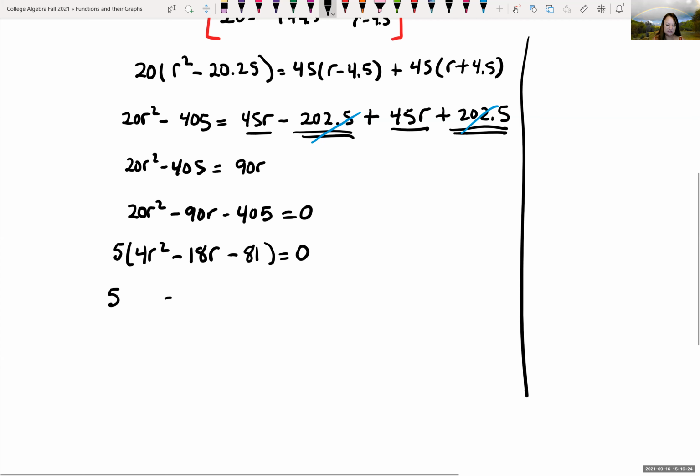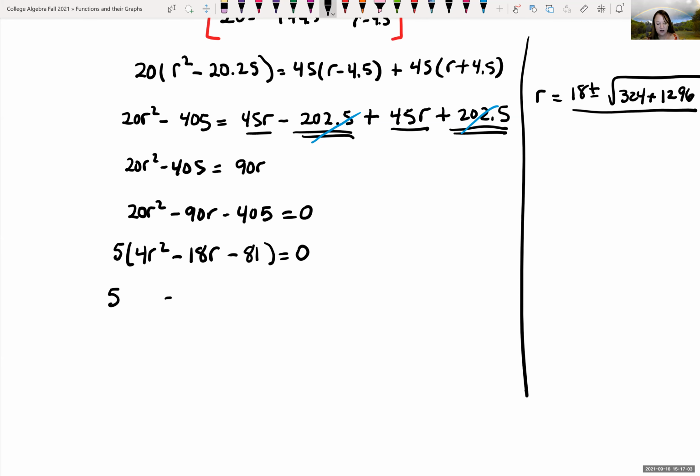And so I have negative b. So that's going to be positive 18 plus or minus the square root of negative 18 squared, which is the same thing as 18 squared, which is 324, minus 4 times a, which is 4, which is 16, times c, which is negative 81. And so we have a minus, that's going to be a plus there, minus and a minus. So this is 1,296 all over 2 times a, so 2 times 4, which is 8.